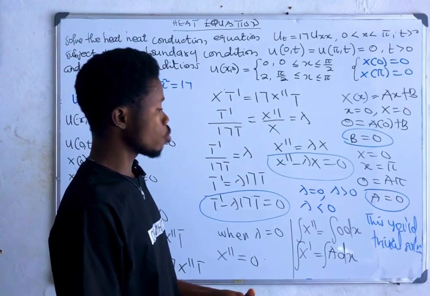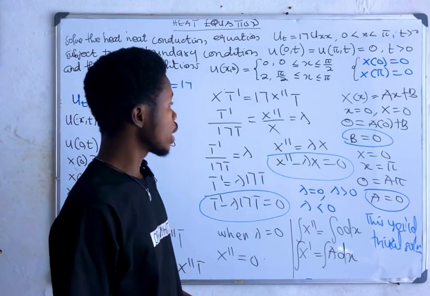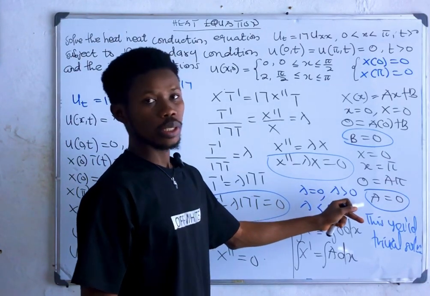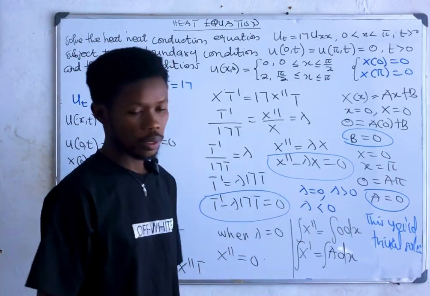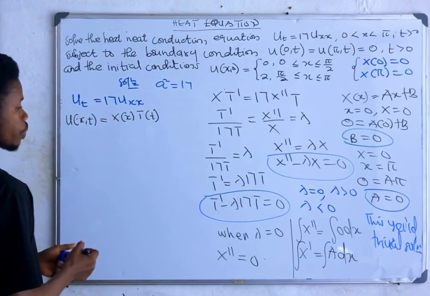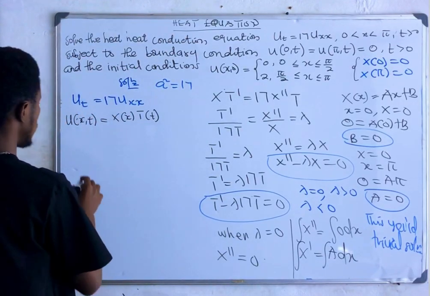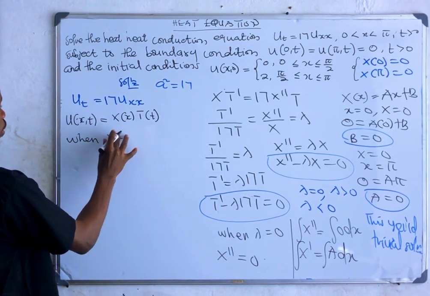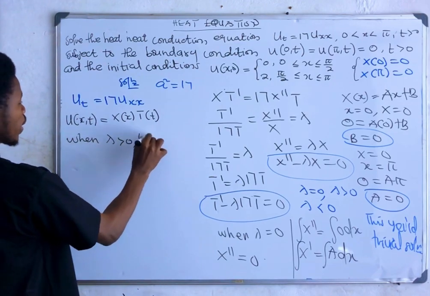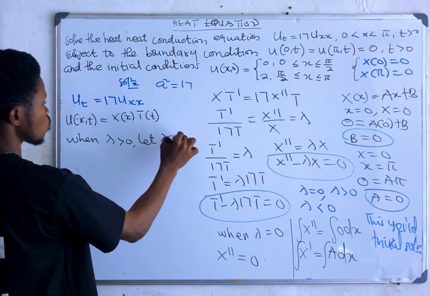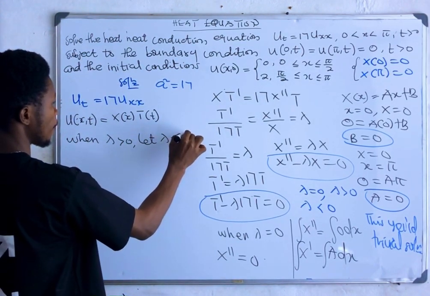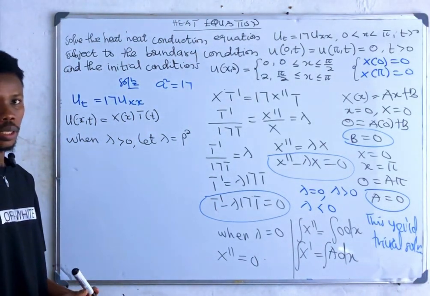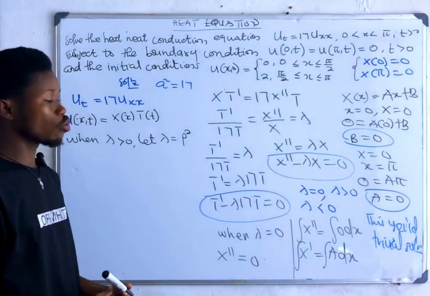So you can't conclude, you have to move to the next case, where lambda is greater than 0. Is that okay? So now case 2, when lambda is greater than 0, we said that let lambda be equal to p squared. Is that okay? Lambda should be equal to p squared.